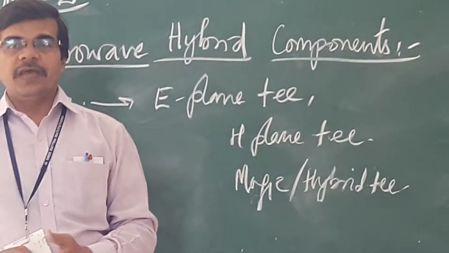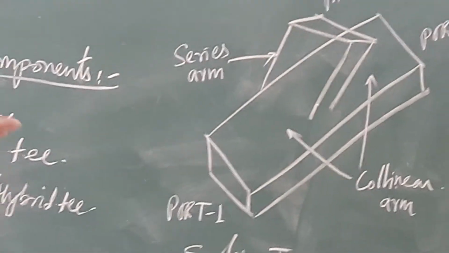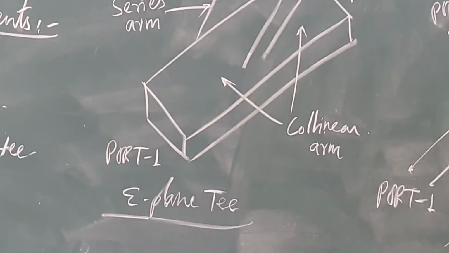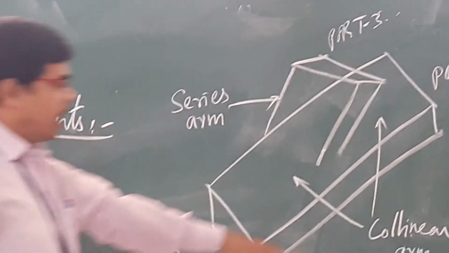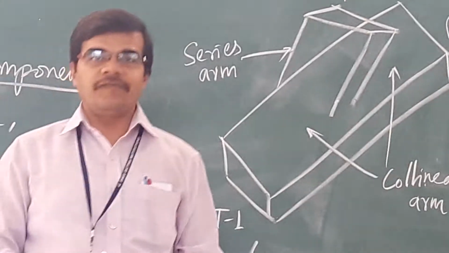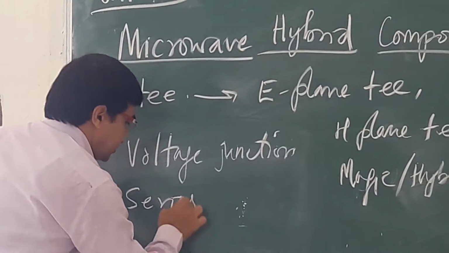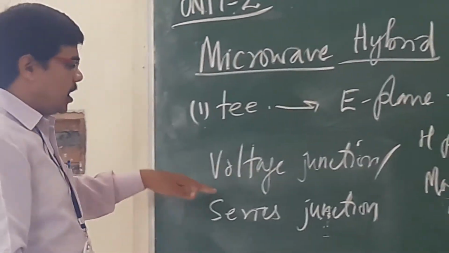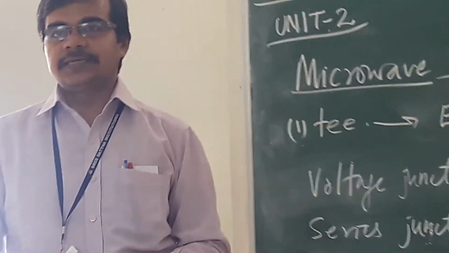If you see the E-plane T, here you have 3 ports: port 1, port 2 and port 3. Port 1 and port 2 are collinear, lying on the same line. Port 3 is also called the series arm. This is the transmission line equivalent of the E-plane T. The E-plane T is also known as a voltage junction or series junction device.